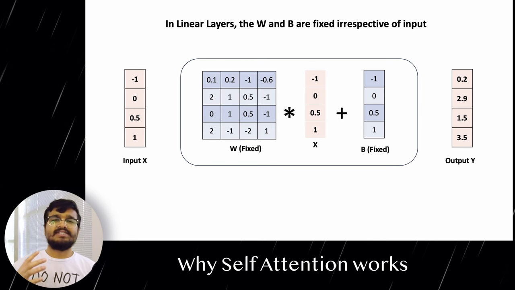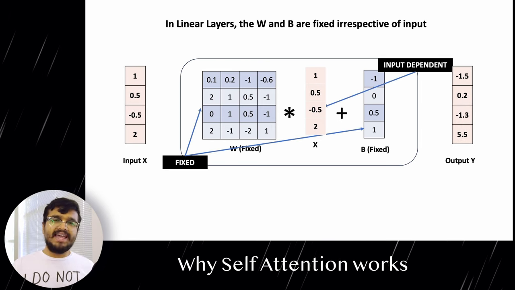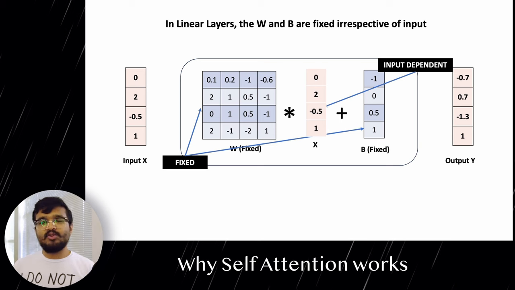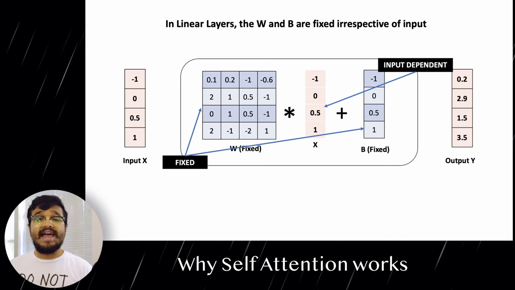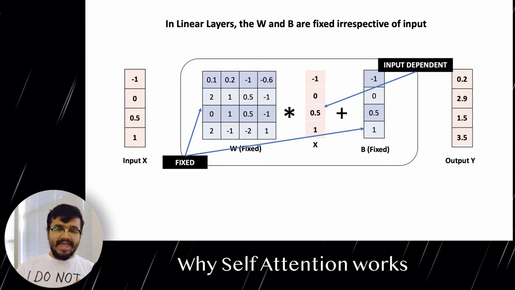What exactly is it achieving with these additional operations? Here's what it improves. In traditional multiply-add scenarios, the same weight matrix and bias is applied to all inputs. The weights do not change according to the input at all. W and B are fixed for any input you pass in.